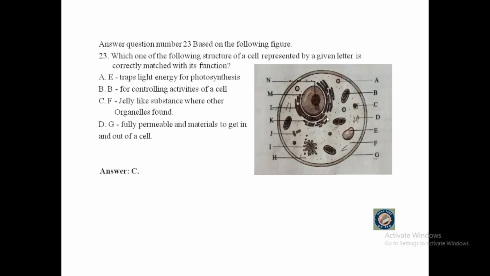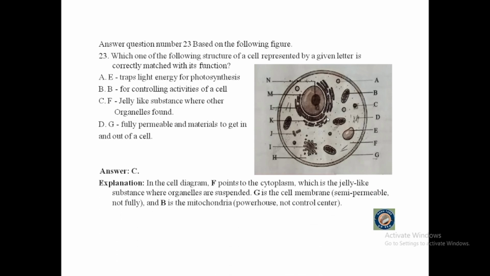The answer is F, a jelly-like substance where other organelles are found. In the cell diagram, F points to the cytoplasm, which is a jelly-like substance where organelles are suspended. G is the cell membrane, which is semi-permeable, not fully. And B is the mitochondria, which is the powerhouse, not the control center.